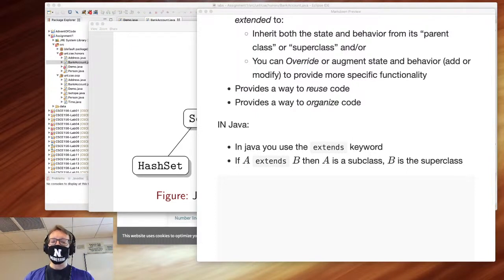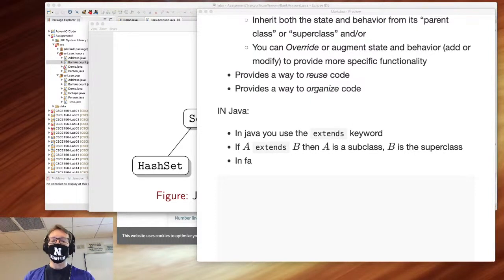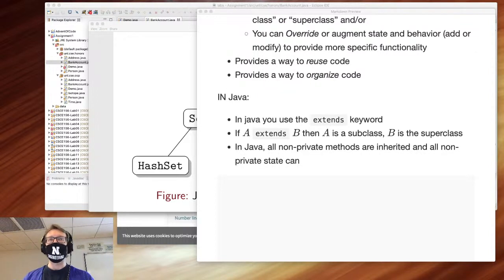In Java, all non-private methods are inherited, and all non-private state can be seen by the subclass. Technically everything is inherited, but whether or not you can see it in the subclass depends on the keyword that you use.